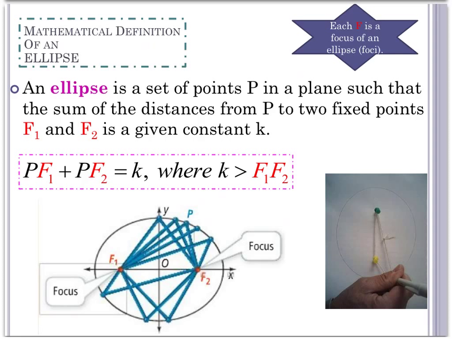It's the set of all points P in a plane such that the sum of the distances from all of these points to two fixed points F1 and F2, which are our foci, is always a given constant. So if we take the distance from one focus to a point P and the distance from the other focus to a point P and we add those distances together, it remains constant as we move around the ellipse.